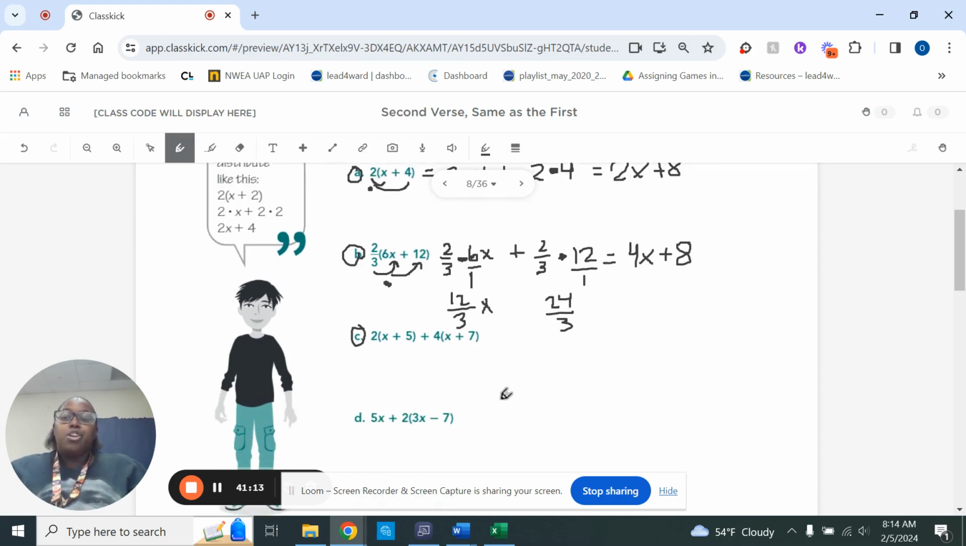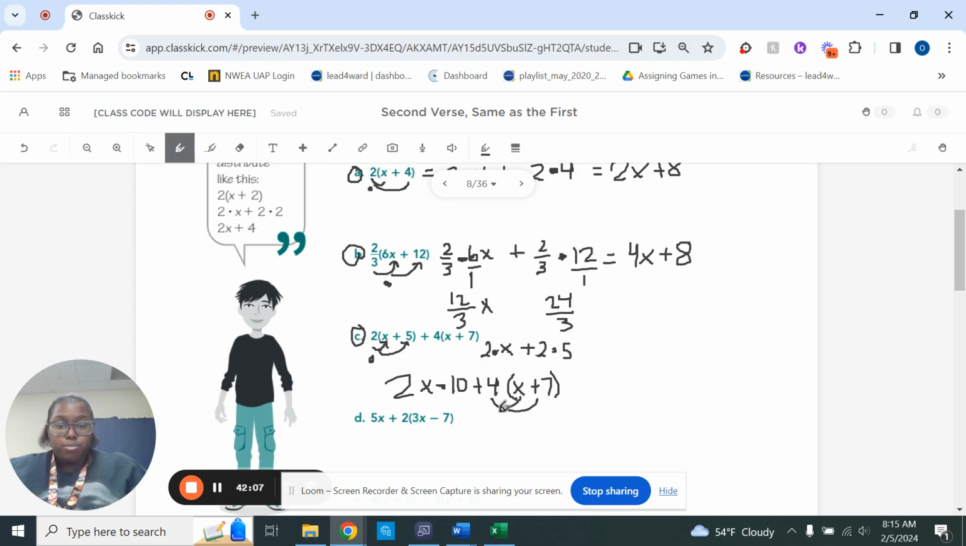The last one I'm going to show you is this one. You can only do one distributive property at a time. Okay? So let's begin. We're going to start from left to right. We're going to give this 2 through multiplication. So that's 2 times x plus 2 times 5, which gives us 2x plus 10, plus 4 times the quantity of x plus 7. Then I've got to distribute this one with multiplication. So we have 4 times x plus 4 times 7.